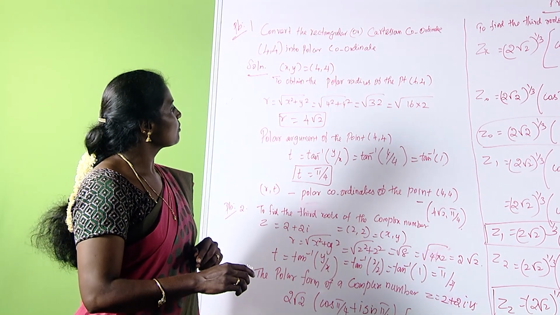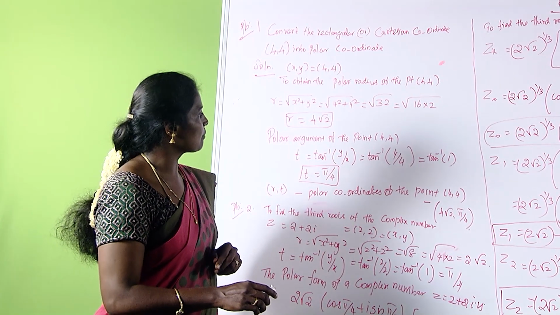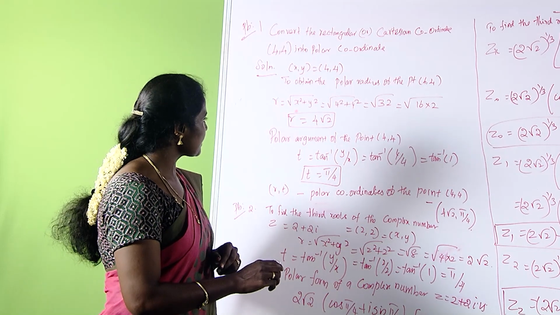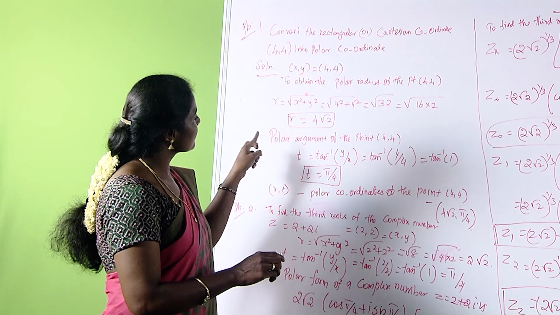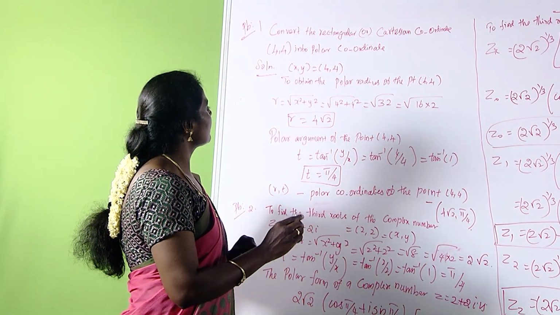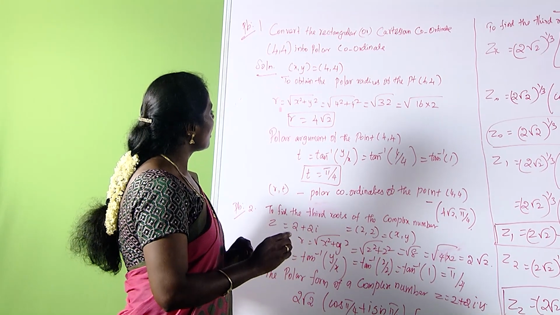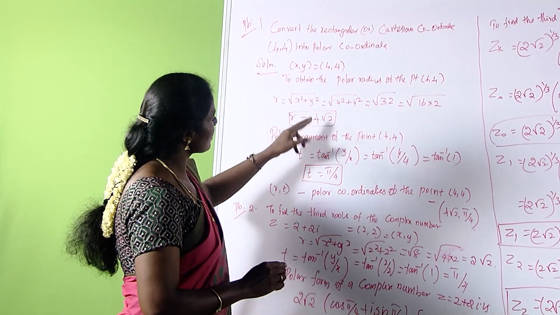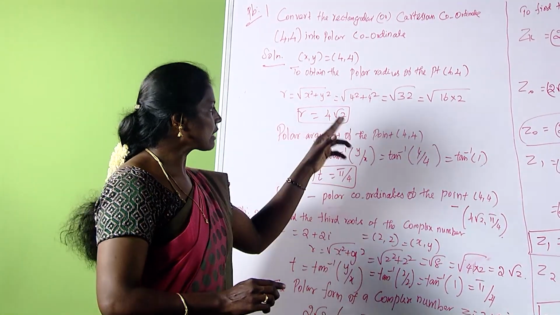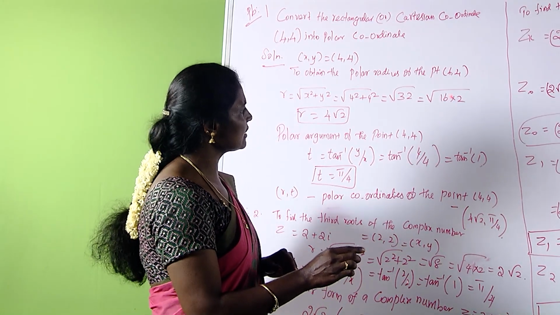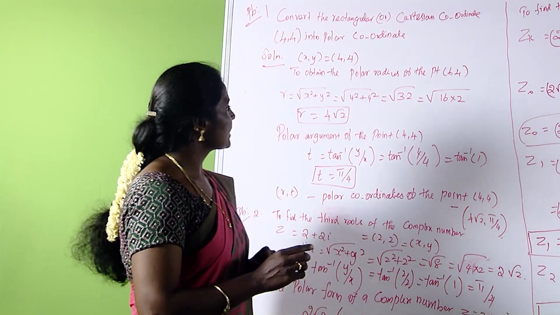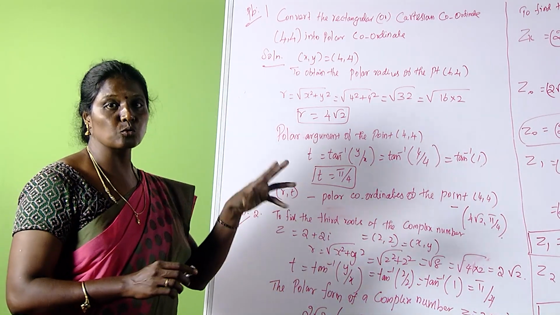To obtain the polar radius of the point (4, 4), we can use the formula. R indicates the polar radius and R equal to square root of x square plus y square. See here, the value of x is 4 and y is 4. Therefore, R equal to square root of 4 square plus 4 square. So 4 square is 16, plus 16, equal to square root of 32, that is square root of 16 into 2, and this is nothing but 4 root 2. That is, the polar radius is 4 root 2.